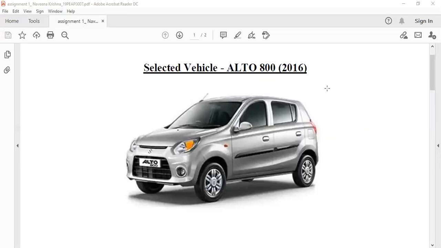My name is Naveen. For the first assignment, I have chosen the vehicle Alto 800, 2016 model. Before going to the vehicle, let us see what are resistive load, inductive load, and capacitive load. Let me start with resistive load.